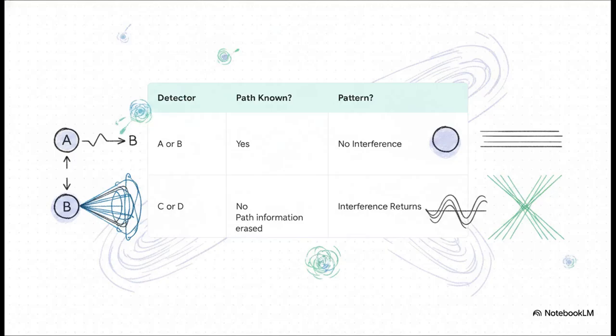Now, what's really interesting about this slide is the result of that scrambling. When the idler photon lands in detector A or B, meaning we know for sure the path it took, the corresponding signal photon acts like a particle, no interference pattern. But when the idler lands in C or D, meaning the path information is completely erased and lost to the universe, the corresponding signal photon magically acts like a wave again, and the interference pattern completely returns.